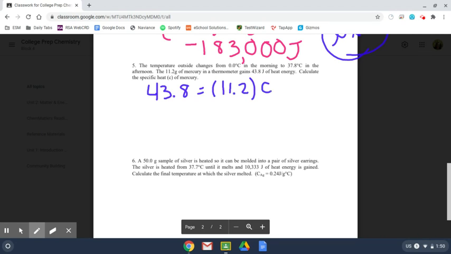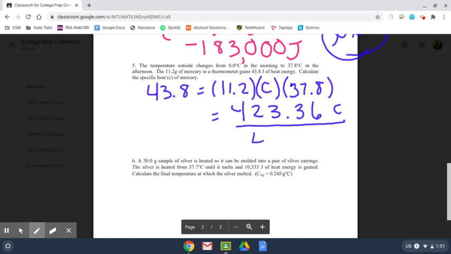M, here's our C, delta T. So it goes from 37.8 to 0. So actually, it's the other way around. It goes from 0 to 37.8. So T final minus T initial is 37.8. All right. So we're going to do 11.2 times 37.8, and we get 423.36 times our variable, C, equals blah, blah, blah.